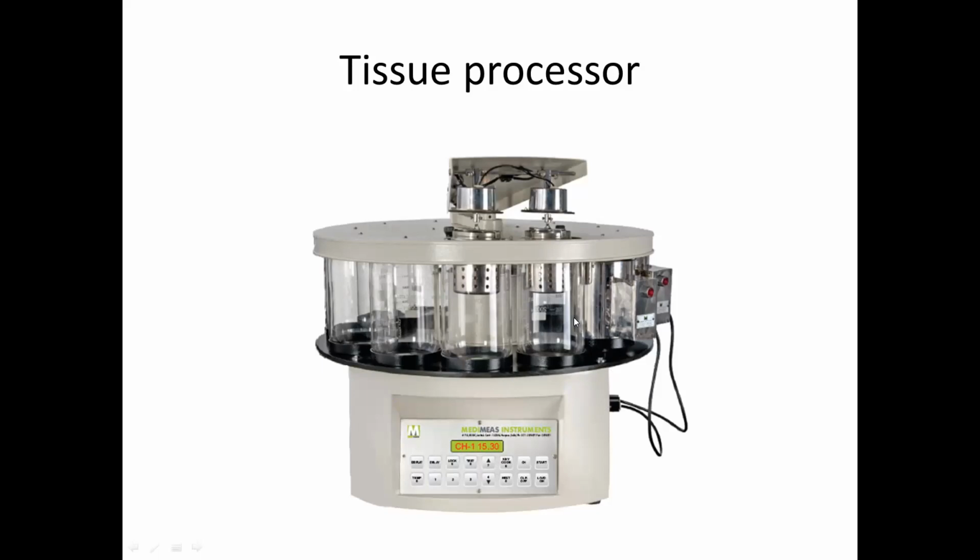So automatically, these tissues will go through each of these chemicals and it will take 12 to 15 hours for this process to occur. So you can put this machine on and the lab can be closed and people can go away, and when they come back, the tissues will be processed. Otherwise, it will be a very long drawn out process if you're trying to do it manually. So because we have a tissue processor, we can do this easily.